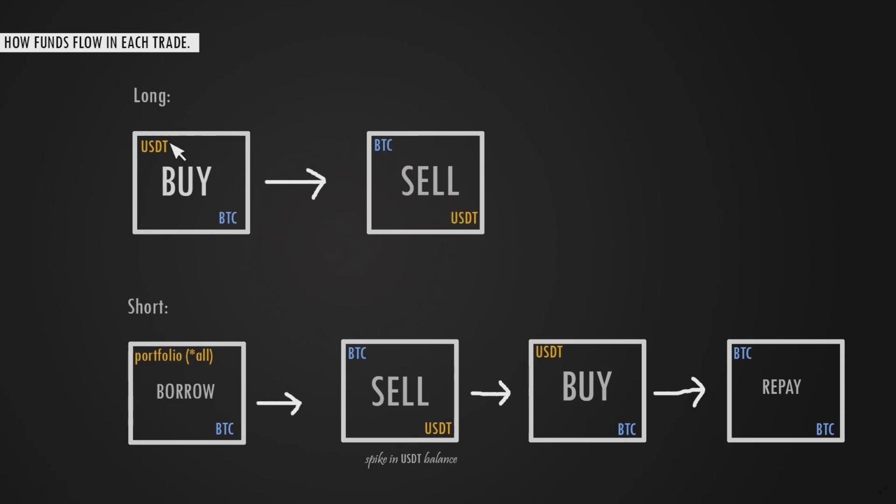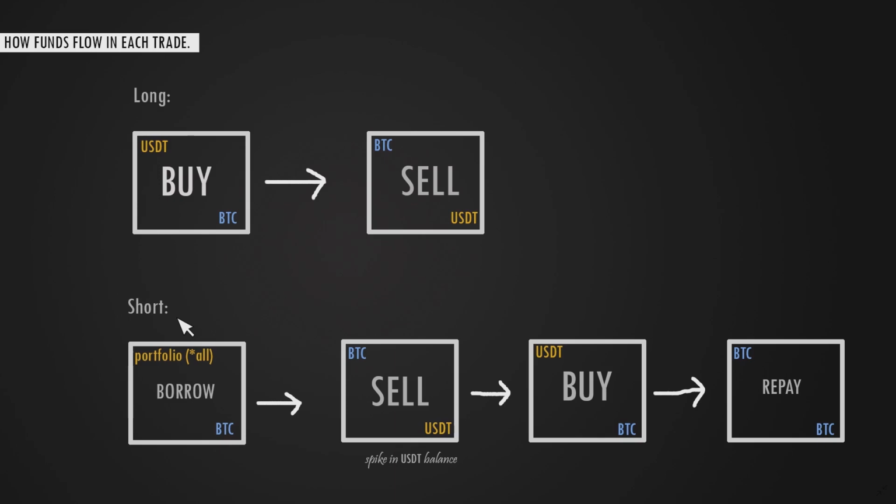And preferably if you sell it at a higher price, then you would end up with more USDT than you started with. So that's how you make profit with a long trade. And this is how a typical trade works on a spot trading exchange.